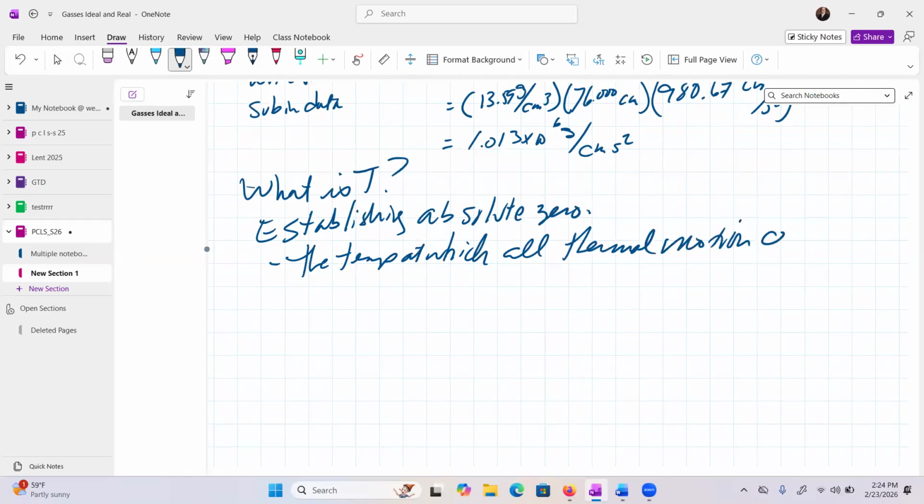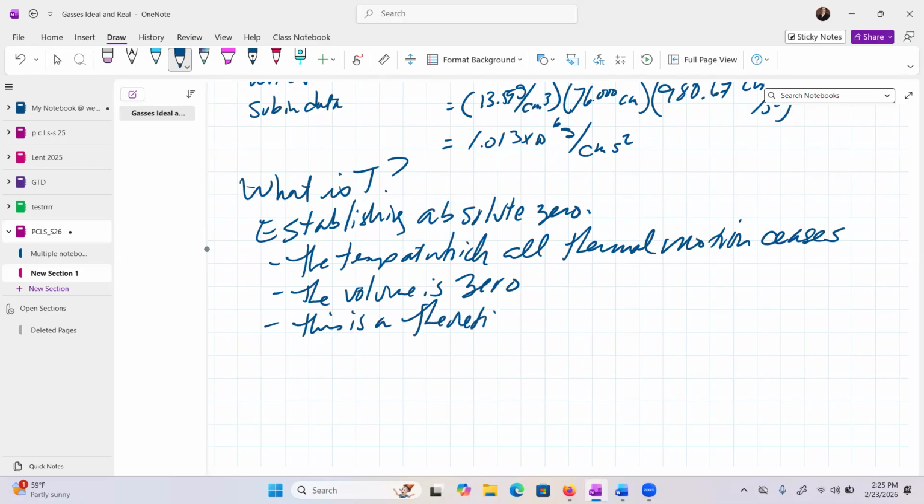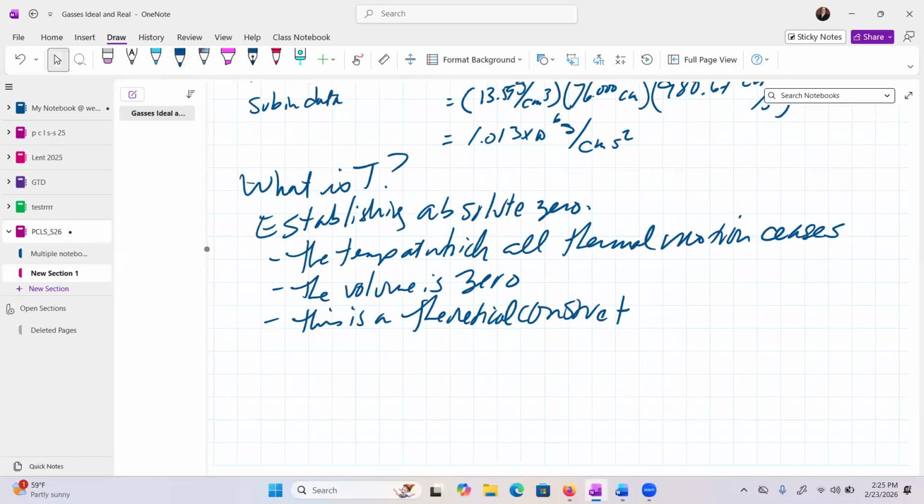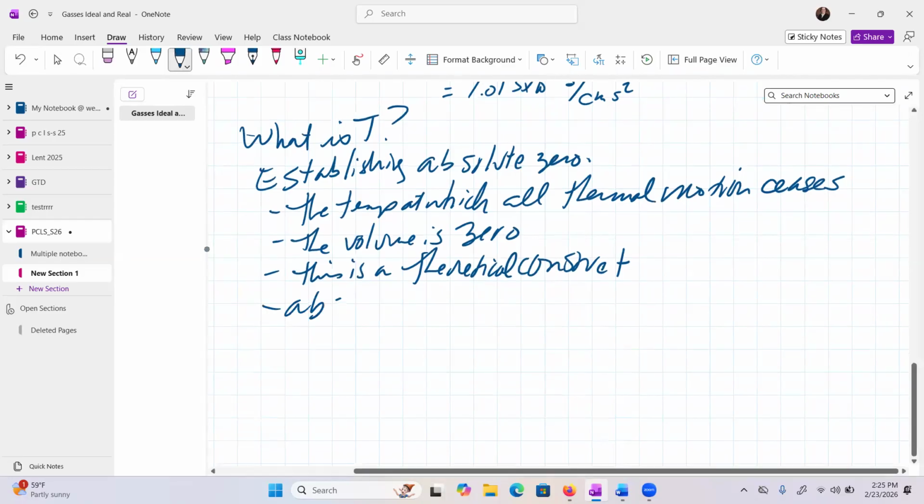Actually, we'll have more to say about that later. And volume is zero. This is obviously a theoretical construct. If there are point masses and there's no motion, then the volume is zero. That's the idea here. So it's a theoretical construct, just in case. And absolute zero is set to 0 Kelvin.